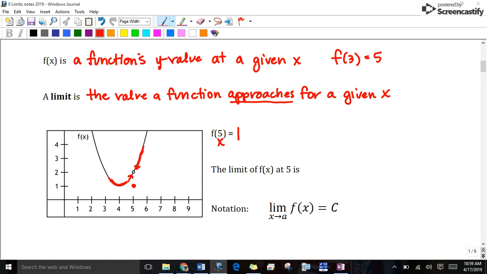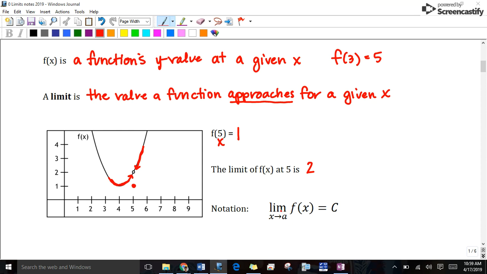The left side is approaching a y value of 2. It may not actually hit it. It might not get there. That's fine. I don't care. Again, I just want to know what my function is approaching or getting close to. So the left side is getting close to 2. Coming in from the right side, I can see it's also approaching that value of 2. So that's how I can say that the limit of f of x at 5 is actually 2. It's not an ordered pair. It's just what my function is getting close to when x is 5.